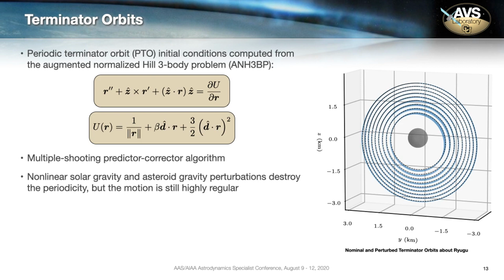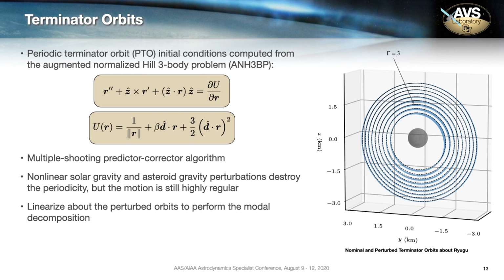Nonlinear effects of solar gravity and the gravity perturbations from the asteroid destroy the periodicity, so we get these blue curves, which are the result of a 20-orbit propagation with the high-fidelity model. But the motion is still highly regular, as you can see. So these orbits would be good candidates for the placement of one or more spacecraft. In the paper, we focus on the third orbit out. Here, the body rotates 3 times for every spacecraft orbit, so our gamma parameter is 3.